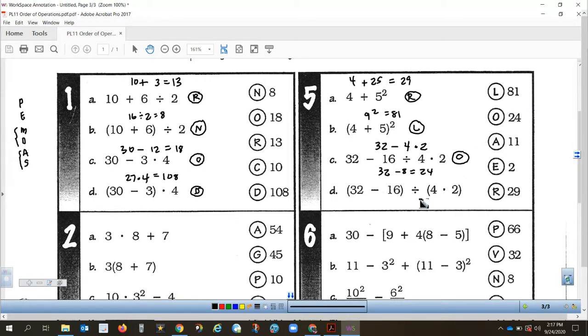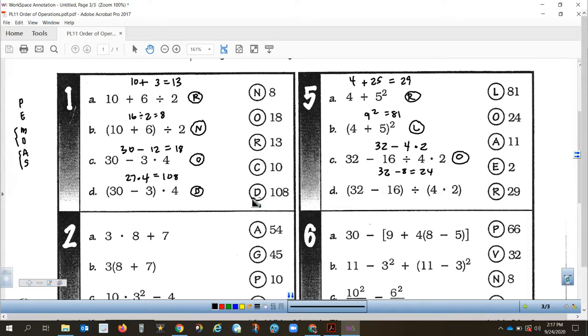All right, last one I'm going to do with you on this worksheet, although you are certainly welcome to ask for more help. If you need it, just let me know. All right, 32 minus 16 is in parentheses, and 4 times 2 is in parentheses.